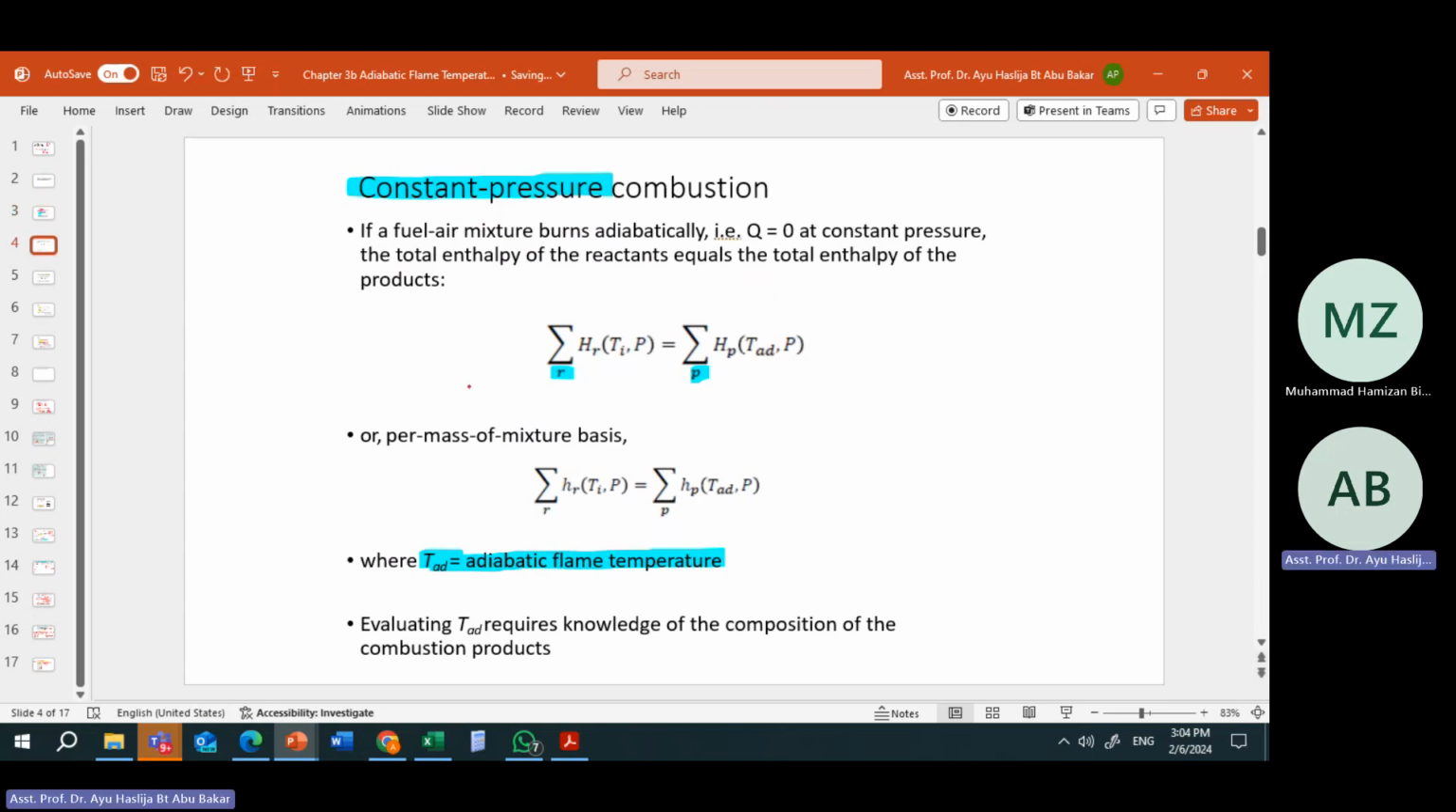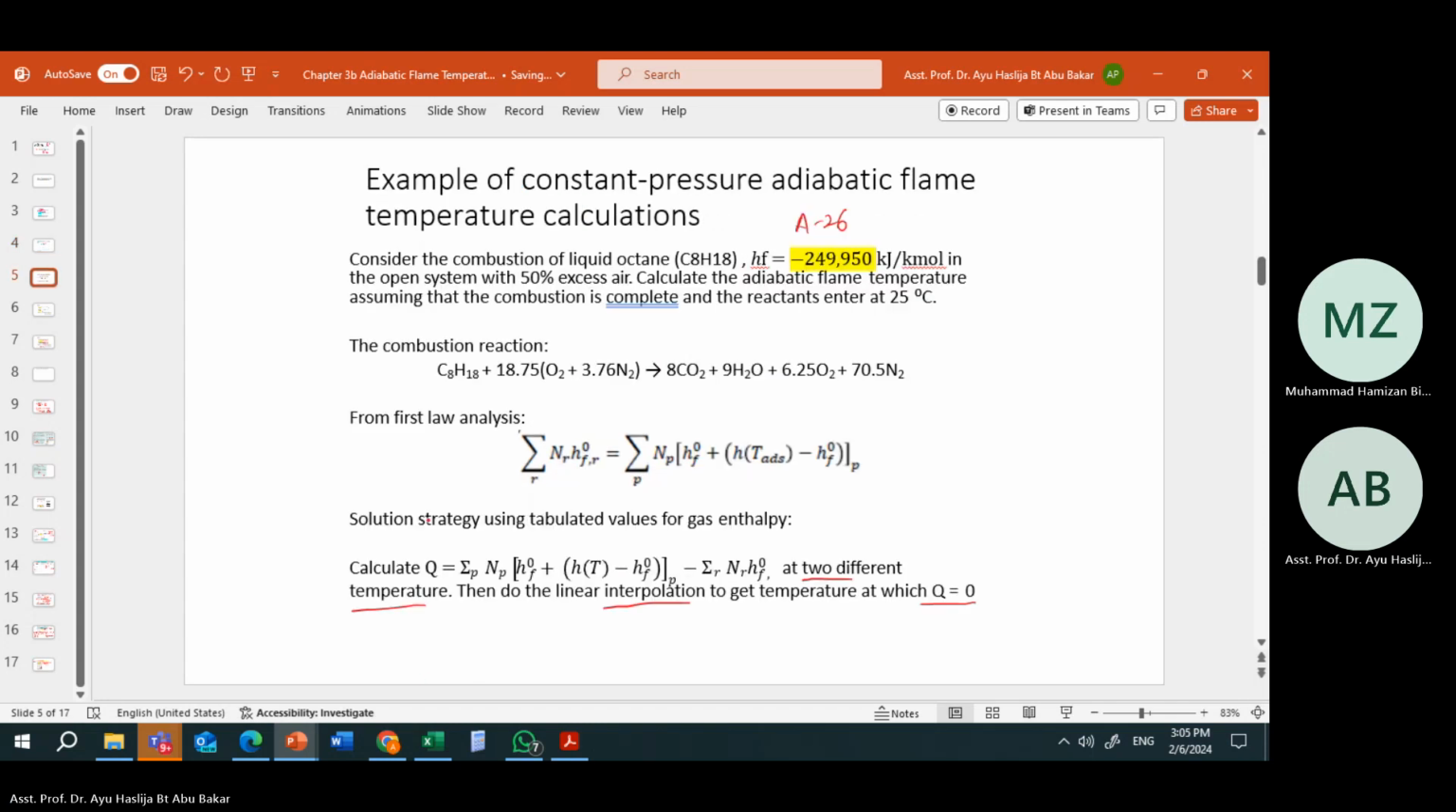Okay, now for constant pressure, this is the equation. Constant pressure, okay. Heat of reactant equals to heat of product. So constant pressure, the pressure is the same. We just need to find the T adiabatic, T of the product. Okay, we go for constant pressure first.